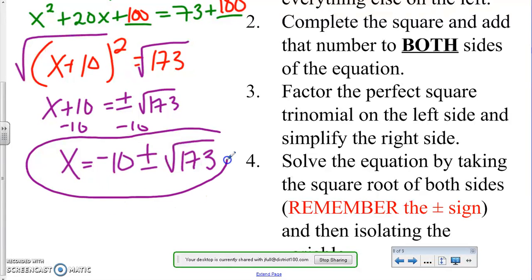So this is what we call an exact answer. If you could, you would simplify the square root, but 173 does not break down nicely. So we're going to stop with that. Okay, and this is our final answer.